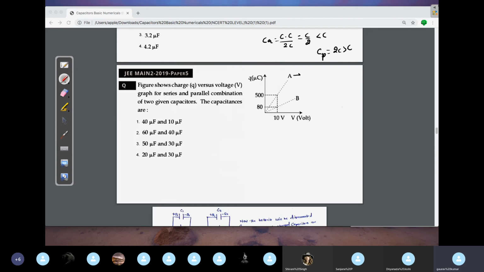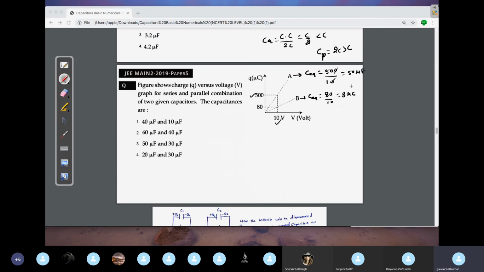So for A, if I ask you what is the C equivalent, you will get, C equals Q by V, no? So Q is given to you, V is given to you. So 500 divided by 10, it will be 50 microfarad. And for this, C equivalent will be 80 divided by 10. So you'll get 8 microfarad. That's it. Now you can see out of these two, which is greater? 8 is greater than this.